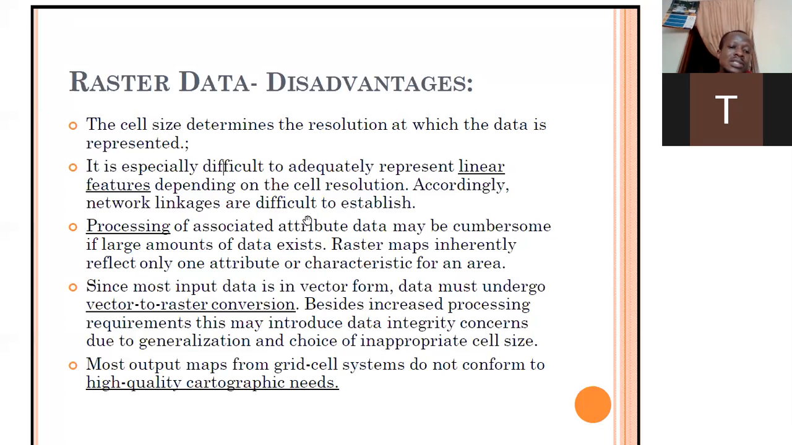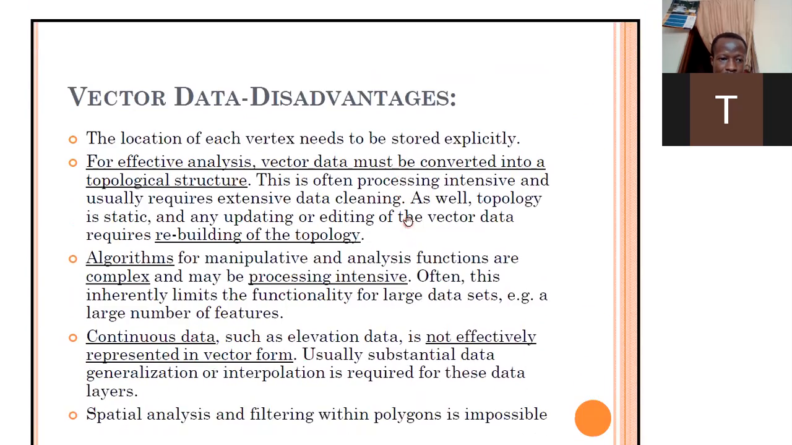Processing of associated attribute data may be cumbersome. Obviously, the data set is huge. Are you okay? The data that you have, large amounts of data. It's huge, like you storing 1 gig of some raster satellite data. Are you with me? All right, so we have to take note of this disadvantage.